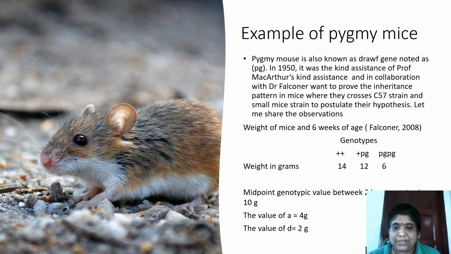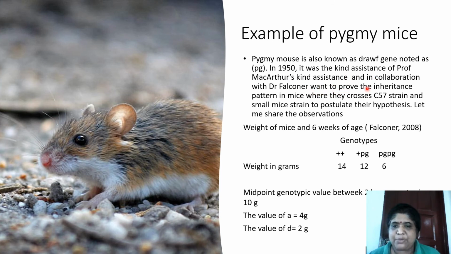Let's make sure that you understand more. We'll give you an example of the pygmy mice. Pygmy mice are now being heavily investigated because they're known for their cuteness, and they're also known as dwarf or small mice. So the pygmy mouse has a dwarf gene, noted as PG. The mutation was discovered in 1950 by Professor MacArthur, in collaboration with Dr.